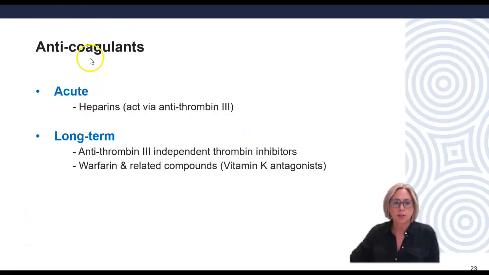Now, when we're talking about the anticoagulants, we have acute ones and long-term ones. In terms of acute, these are ones that are providing short-term control of blood clotting, and they include the heparins. And the heparins act via antithrombin 3, which is a naturally occurring anticoagulant, and they act to activate it. The long-term ones then act to provide long-term control of blood clotting, and these are the antithrombin 3 independent thrombin inhibitors, and also warfarin and related compounds. And warfarin is a vitamin K antagonist.